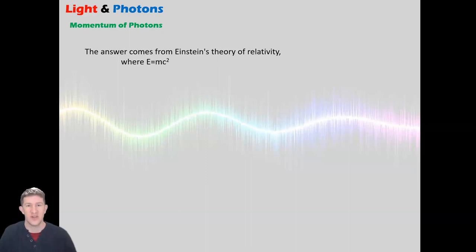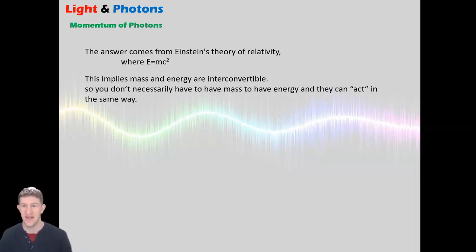So what they found was that Einstein's theory of relativity, which links the E equals mc squared, was actually the solution to this problem. This implies that mass and energy are interconvertible or interchangeable. So you can have no mass but have energy, and it can behave in the same way as a particle with mass does. And this solves that sort of conundrum that we had with the photon. So you don't have to have mass to have energy, and they can act in the same way. So anything with energy can exert a force on an object regardless of whether it has mass or not, and anything with mass, which is our conventional understanding so far, can then obviously exert a force as well if it's moving.